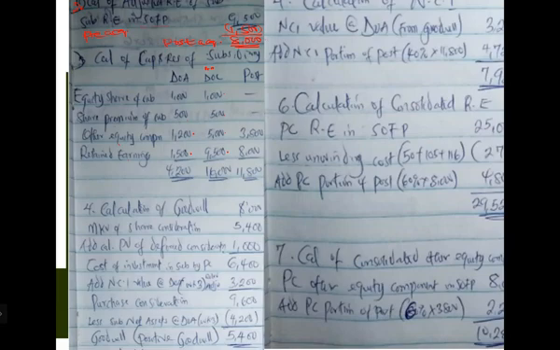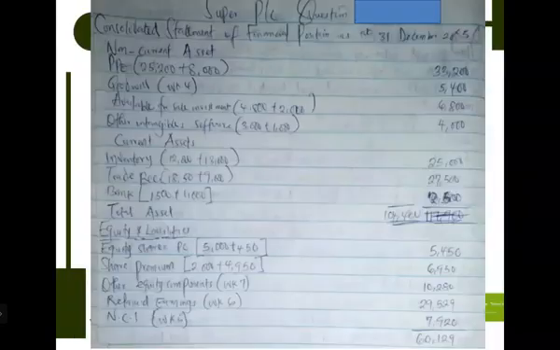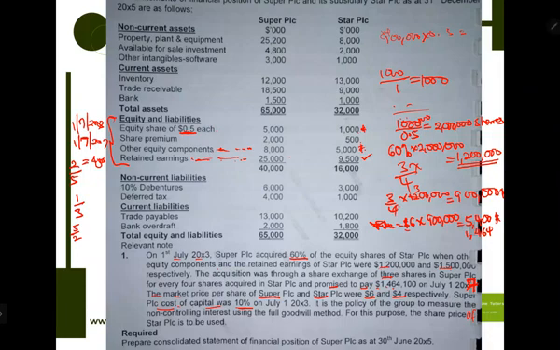So that is how we are having. Yes, sir. The other equity component of 1.2, is it from the question? Yes, sir. Please, I can't find it too. On 1st of July 2003, Super PLC acquired 60% of equity share of Star when other equity components and retained earnings of Star were worth 1.2 for other equity, 1.5 for retained earnings. Okay. Thanks, is it clear?